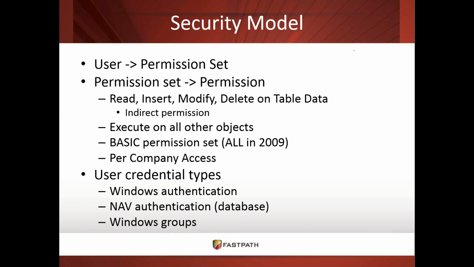And so we take the permissions on that code unit and match it up with the indirect permission on a table. Let's say the sales line table: if I have modify indirect permission on sales line and the code unit has access to modify sales line, those two permissions come together to create the full yes permission. So that's kind of what the indirect permission is for.